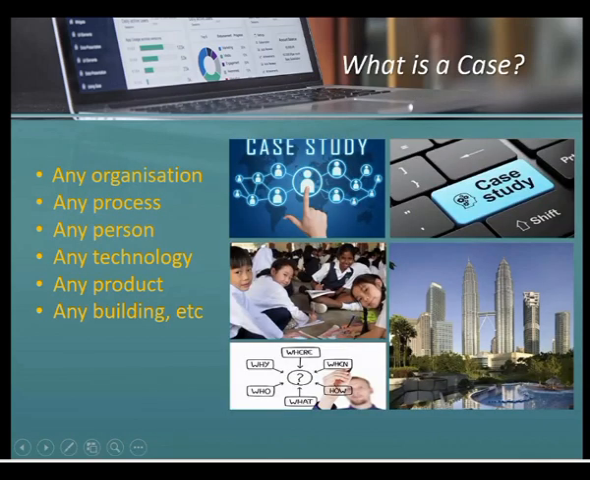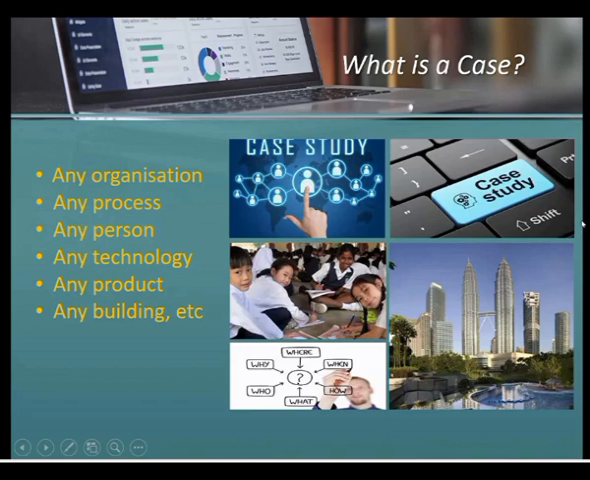Okay, so what is a case? When you talk about case study, what is a case? It can be anything. It can be any organization. It can be any process. It can be any person or people, a set of people. It can be any technology, any product, or any building. So any of this can be a case study, right?